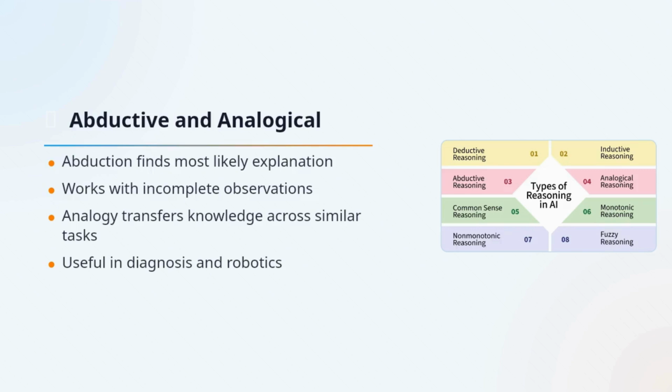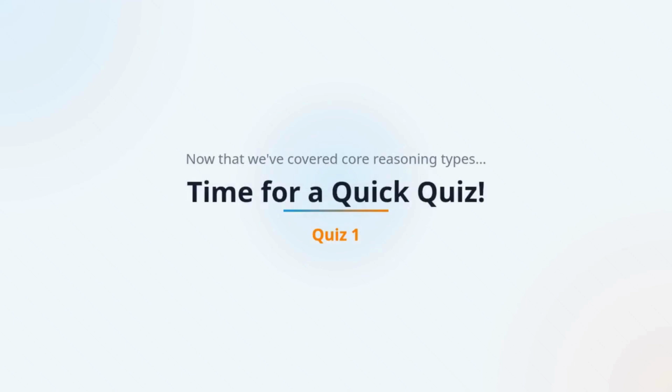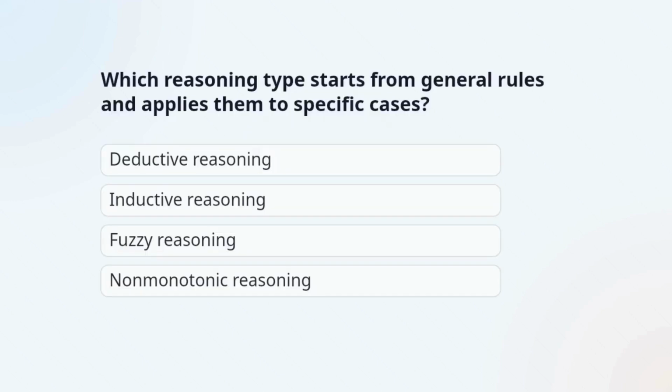using similarities. Now that we've covered core reasoning types, let's test what we've learned so far. Here's quiz number 1. See if you can get it right. Question 1. Which reasoning type starts from general rules and applies them to specific cases?